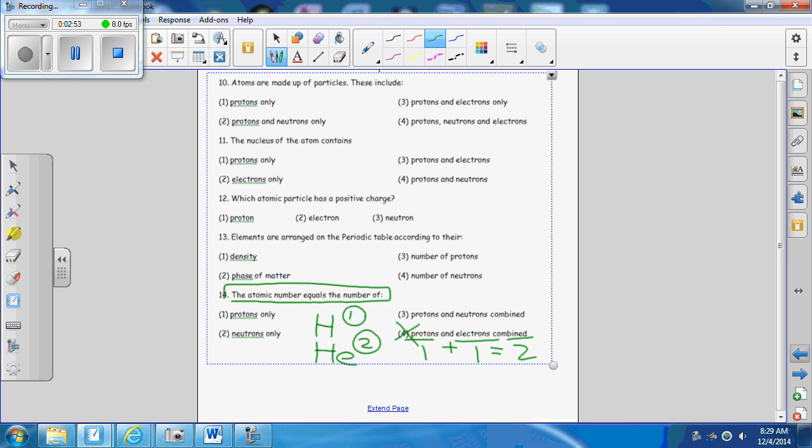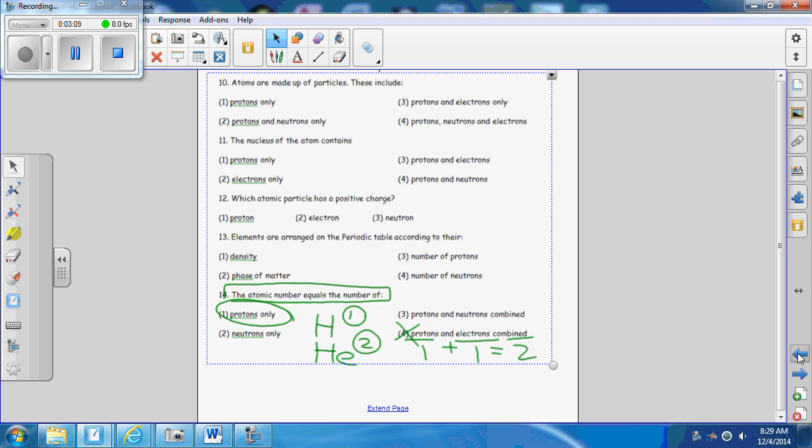So what would it only equal in this case? Protons only. Did you say that? I didn't. Oh, you're amazing. I think you said protons and electrons, because that's the right answer, but it's not on here. The atomic number equals the number of protons, and if the atom is neutral, it also equals electrons.